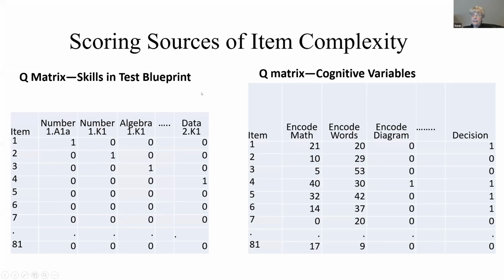Now, what this means is to do the modeling, cognitive modeling, you're going to have to score all the items for these cognitive variables. And so you can see here an example. Here's the encode math, encode words, encode diagram scores. Also, though, if you want to represent the blueprint, you score that just binary. And so that item 1 involves this first skill, a number skill 1.A1A, and etc. So you score each item for the skill it involves.